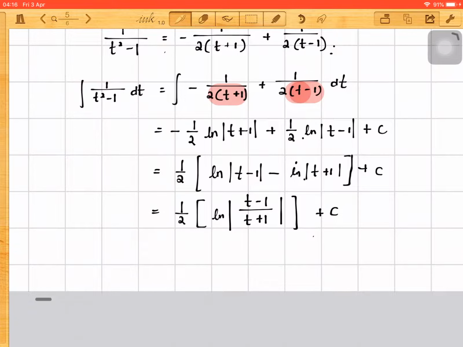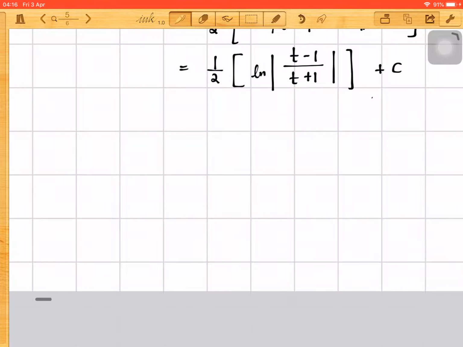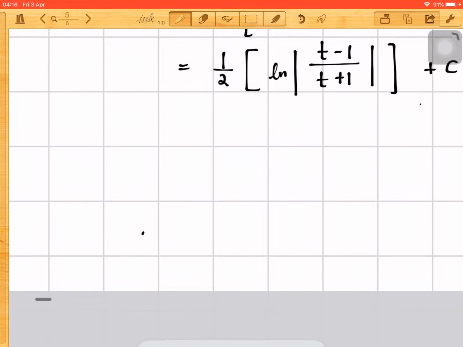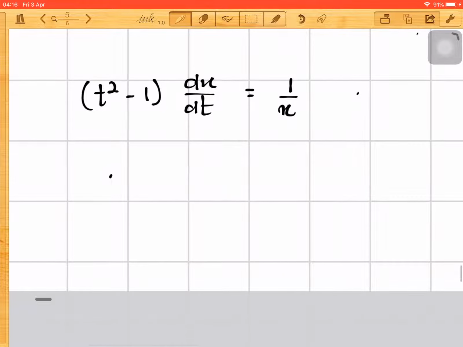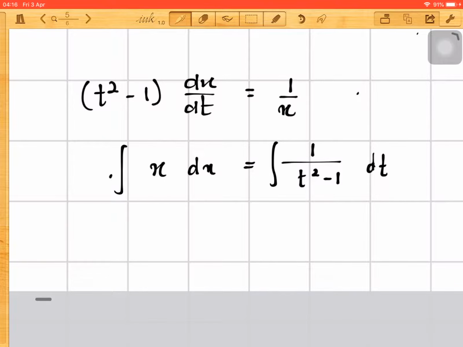The second part of the question says hence, so you must use this result to show that the general equation. The question given is t squared minus 1 dx dt equals 1 over x. If we were to integrate this, the easiest is to use separable variables. So I will change this into x dx equals 1 over t squared minus 1 dt, and then you add the integral sign.